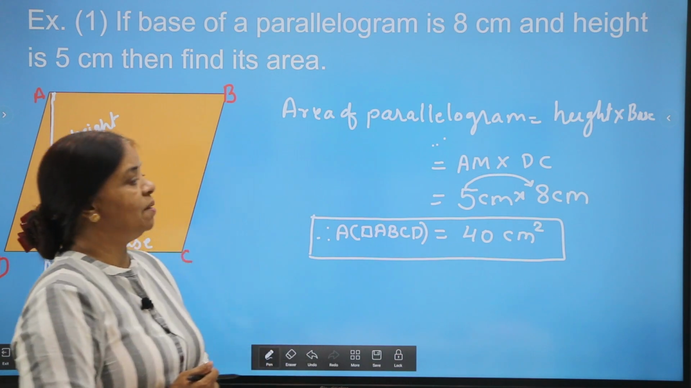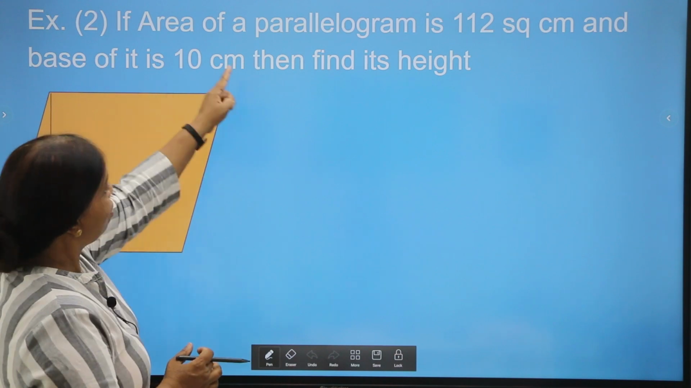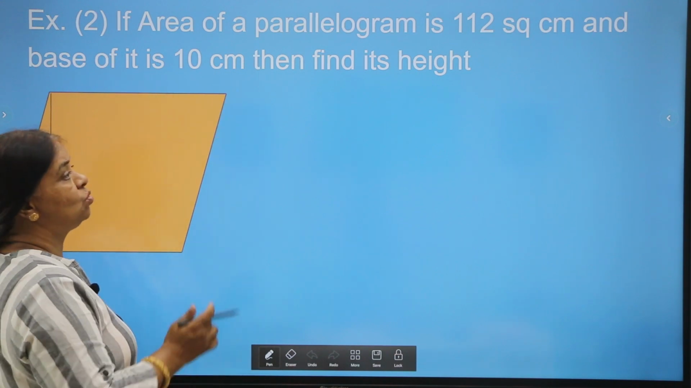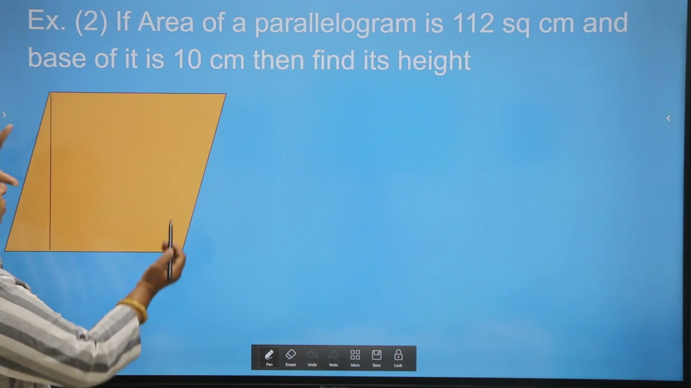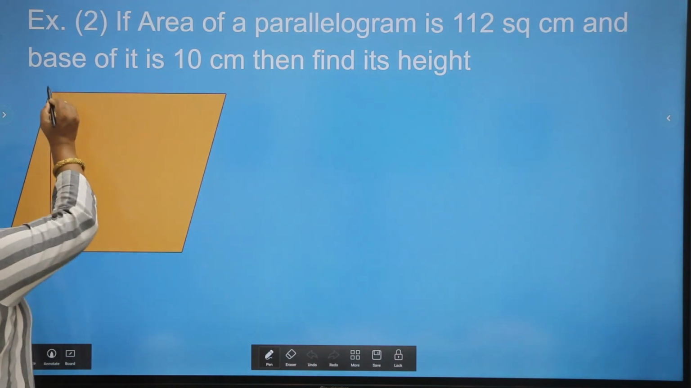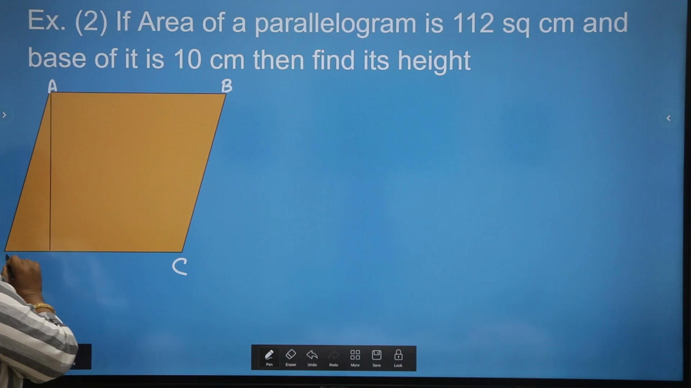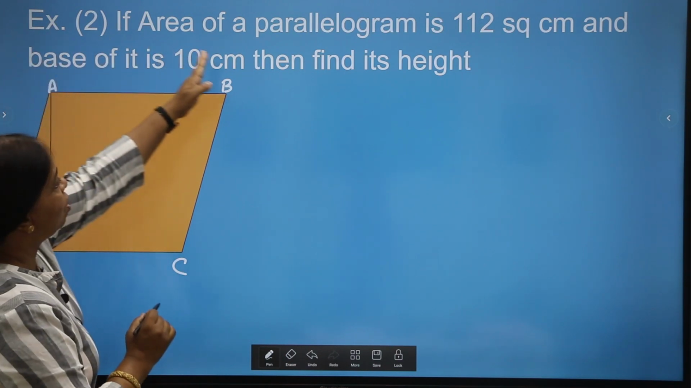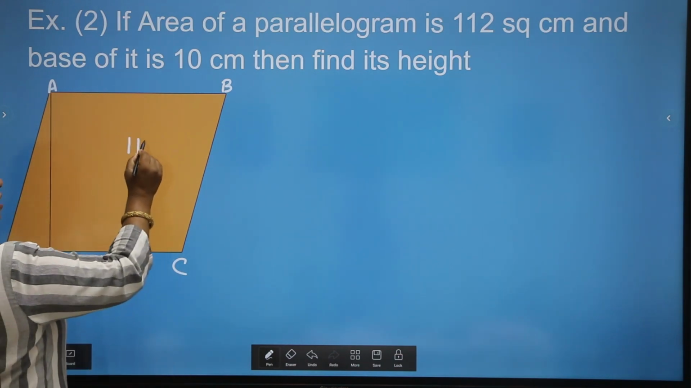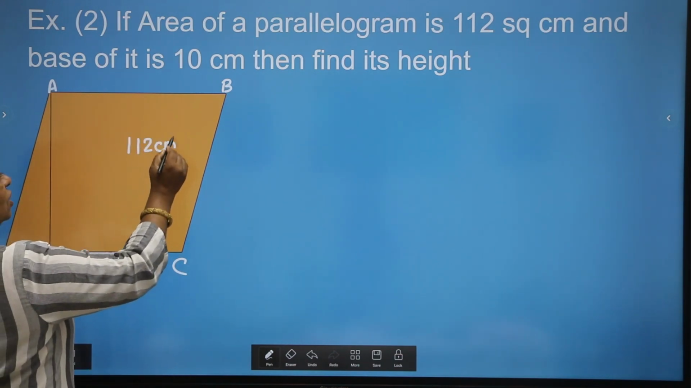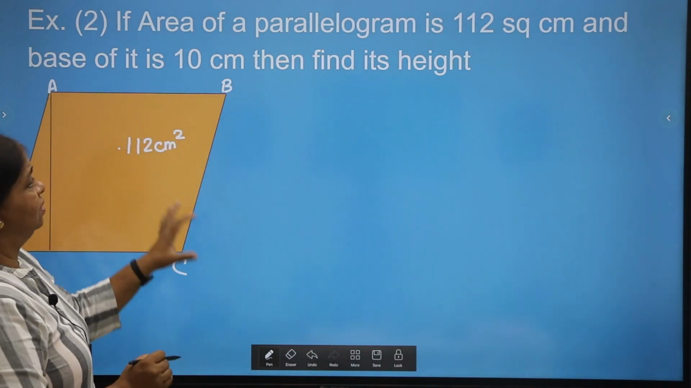Let's move to the next example, children. The next example of your textbook says area of a parallelogram is 112 square centimeter. You can see one picture of one figure of a parallelogram. Let us label it as A, B, C and D. Area of parallelogram is given 112, children. So let me write here 112 centimeter square. That is nothing but area. Therefore, I am writing it in the middle of the figure.